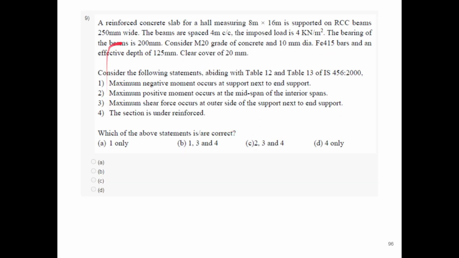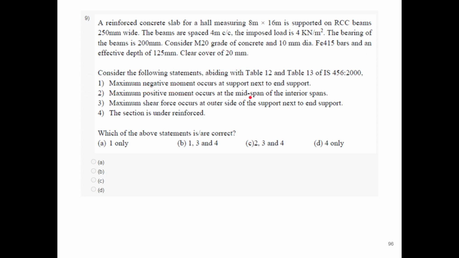Ninth question: a reinforced concrete slab for a hall measuring 8 meter by 6 meter is supported on RCC beams 250 wide. The beams are spaced 4 meters center to center. The imposed load is 4 kilonewton per meter square. The bearing of the beams is 200. Consider M20 grade of concrete and 10 dia Fe415 bars and an effective depth of 125, clear cover of 20 millimeter.